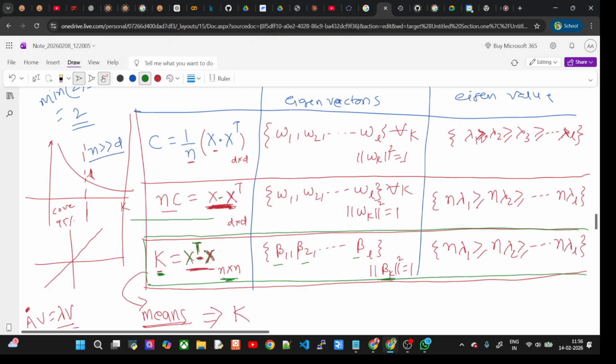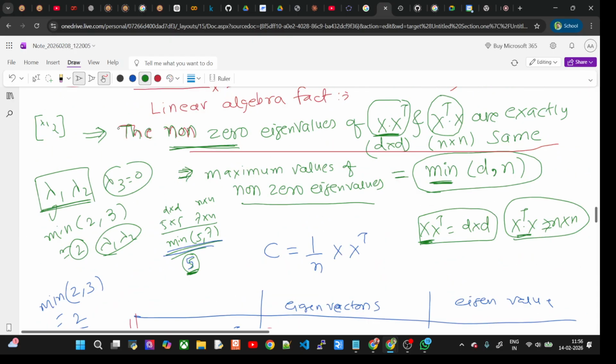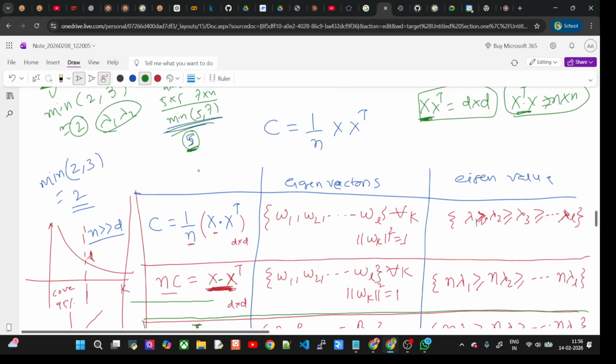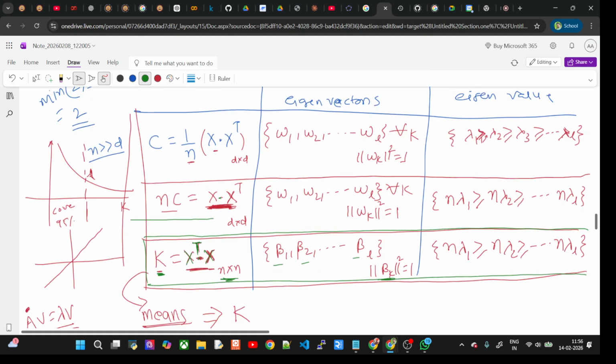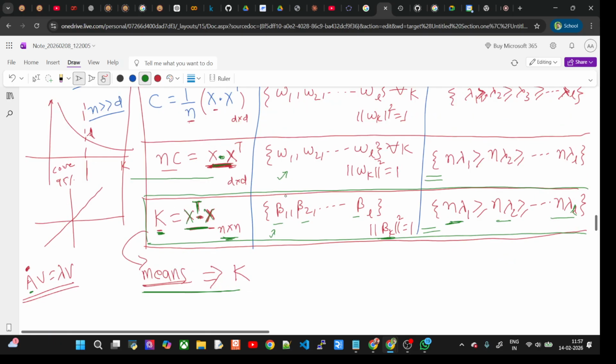But from the linear algebra fact here, we found that eigenvectors of x into x transpose are same as x transpose into x. So we said that same. See, these and these are similar. N lambda 1, n lambda 2, lambda. They are similar. The eigenvalues are same. Only the w1 w2 is different. This is different and this is different. They are not same. This is beta 1, this is w1. Okay, so you got till now here?